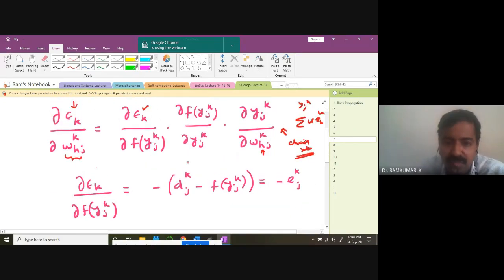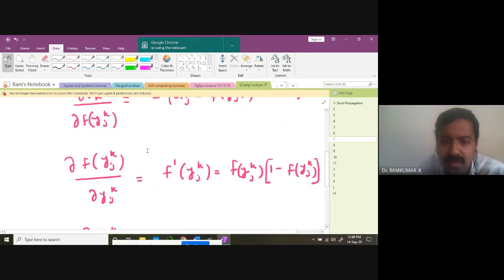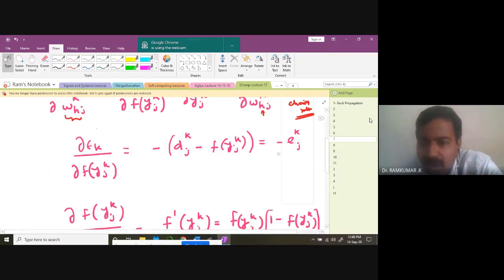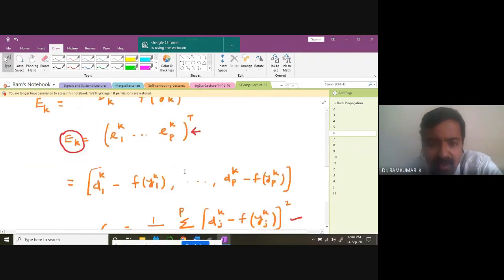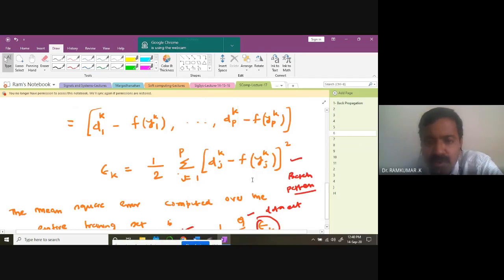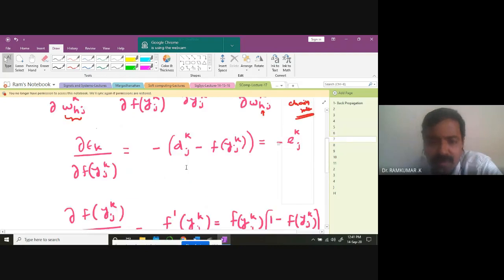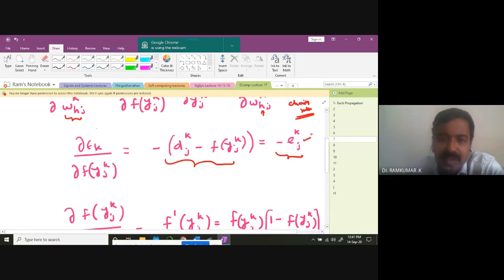We know how to compute the first one. What is this? This is nothing but this value. Remember, we already know this. Yeah, this one. If you find the derivative of this with respect to f of yjk, what do you get? The two gets cancelled. You are going to get minus of this error. That is nothing but minus ejk for any one of the output nodes. Whatever error we have, that's going to be that value for the kth iteration.